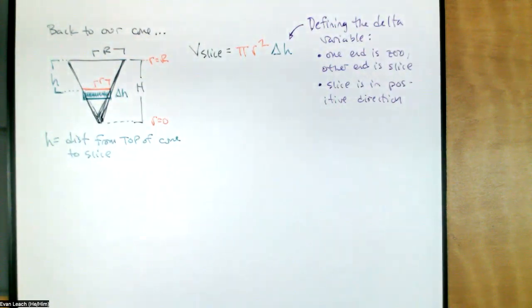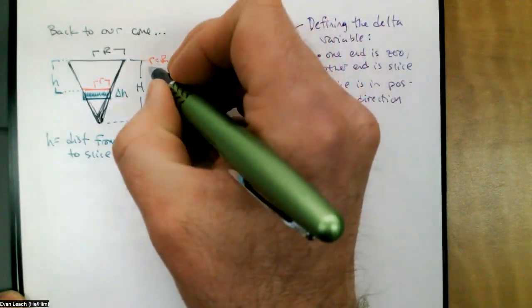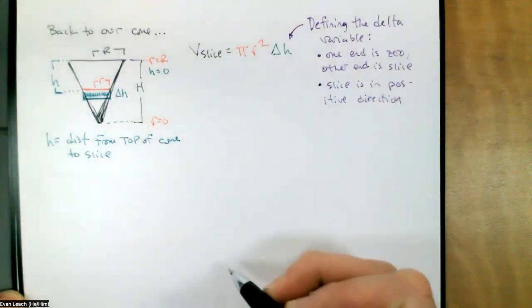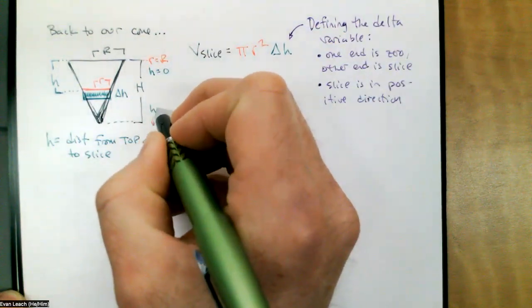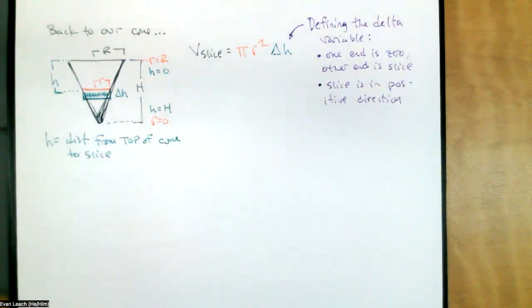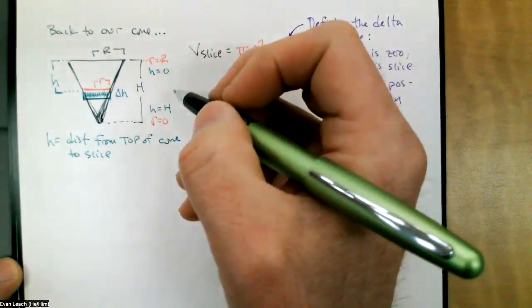I want H to be the distance from the top of the cone down to the slice, rather than from the bottom of the cone up to the slice. Once we define a variable, we have stated 2 things. We've identified where 0 is, and we've identified the positive direction. This means that h is equal to 0 up at the top of the cone, and down at the bottom of the cone, h is equal to capital H. And down is the positive direction.